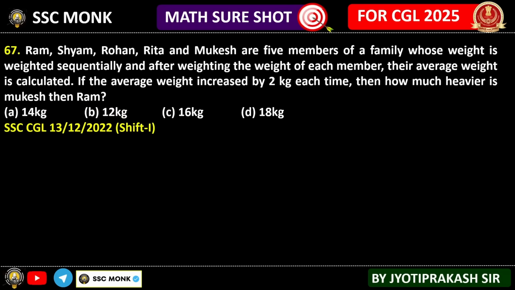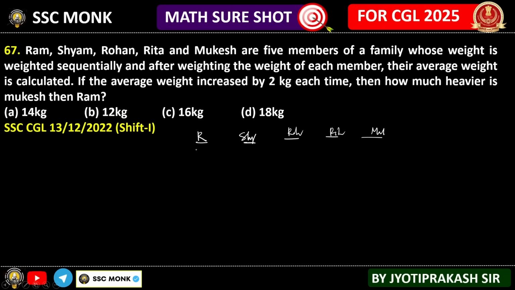Next, Ram, Sham, Rohan, Rita, Mukesh are 5 different family members whose weight is weighed sequentially, and after weighing the weight of each member, their average weight is calculated. If the average weight is increased by 2 kg each time, then how much heavier is Mukesh than Ram? See, here Ram, here Sham, here Rohan, here Rita, here Mukesh. So what happened? They started weighing sequentially. Average weight is calculated. The average weight is increased by 2 kg each time. Then how much heavier is Mukesh than Ram?